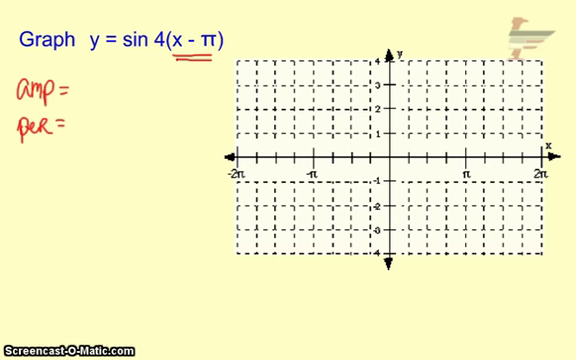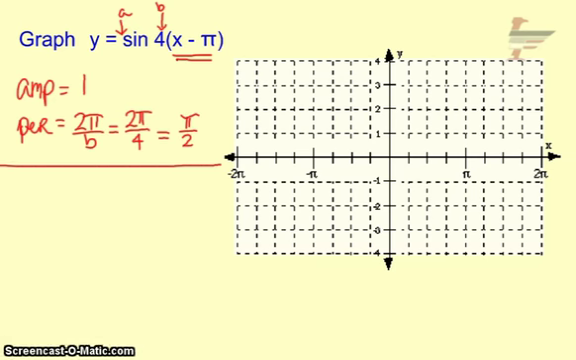Amplitude is found in front of the sine or cosine, that a value. When nothing is there, you know your amplitude is 1. Your period is 2 pi over b, and your b value is always going to be, especially when you have a shift, right in front of the parentheses with the x. So we're looking at 2 pi over 4, which reduces to pi over 2.